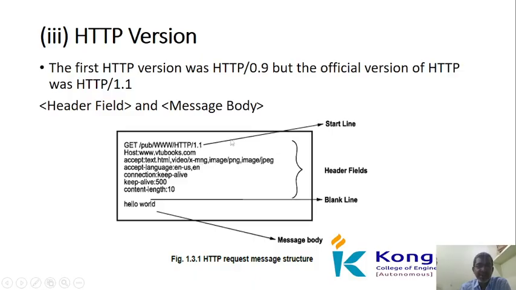The HTTP request message structure looks like this. This is the request method. In the start line, we have three things. One is the method, another one is the URL, and another is the protocol, which version of the HTTP will be there. The next one is the header fields. Everything here is considered header fields, and then a blank line and the message body. So these three things will be present in the start line.